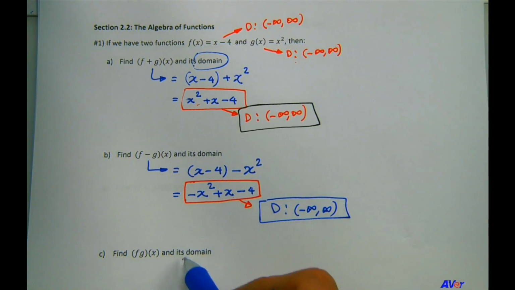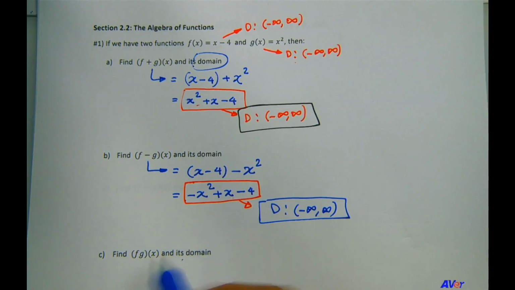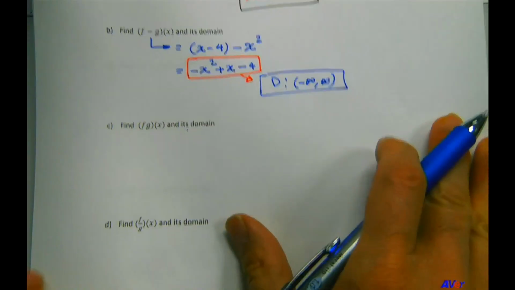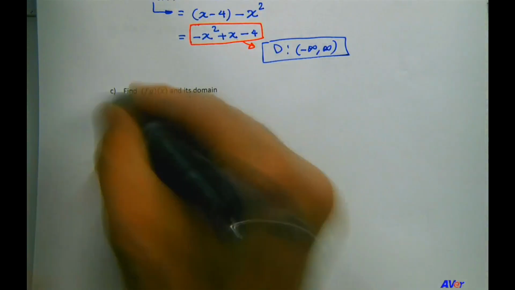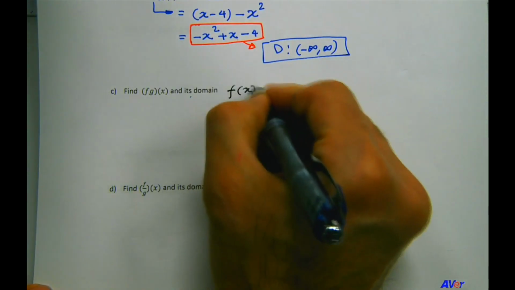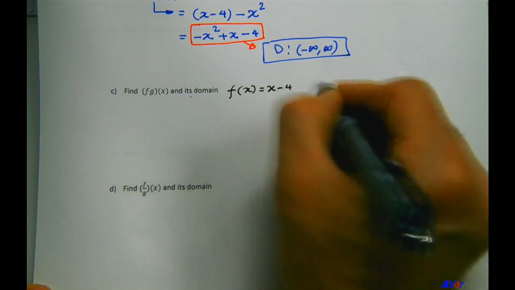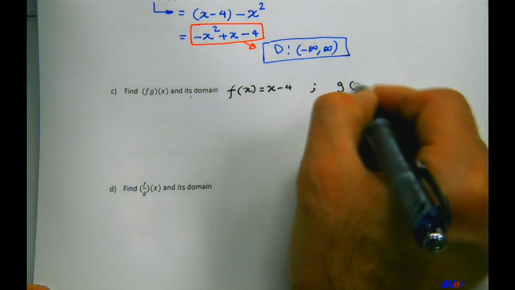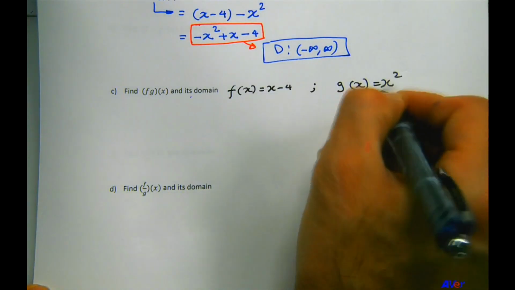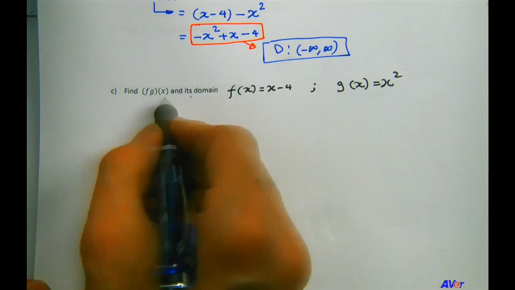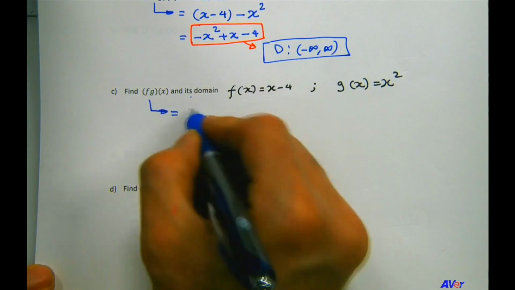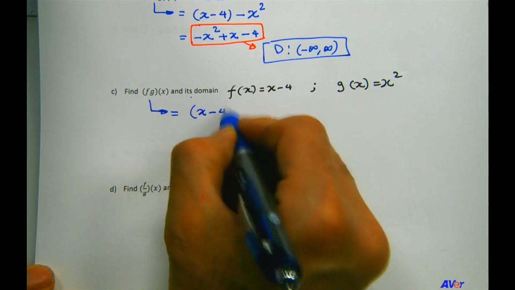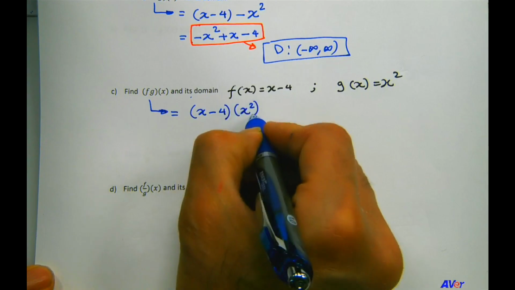Now we want to multiply the functions. Because I have to scroll up the paper, I'm going to write the functions again here so we can look at them as we solve this part C. So f of x is x minus 4 and g of x is equal to x squared. Okay, multiplying f by g means we're going to have to do this. X minus 4 times x squared.